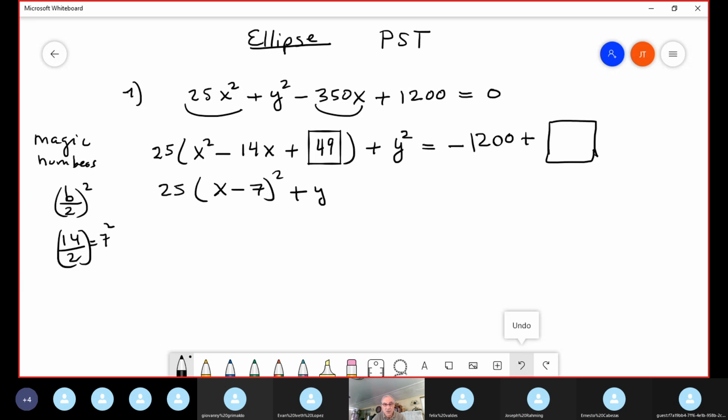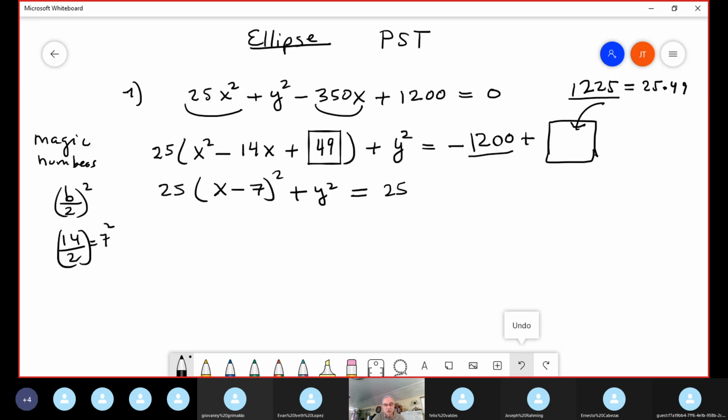Plus y squared. Inside this, be careful. What is the number here to keep the equilibrium? I introduced an artificial 49 because we need to form the perfect square trinomial. But actually, when you introduce 49 inside the parenthesis, it's 49 times 25. So this number is 1,225. Where does this number come from? 25 times 49. Okay? Equal, and now you subtract: minus this is 25.